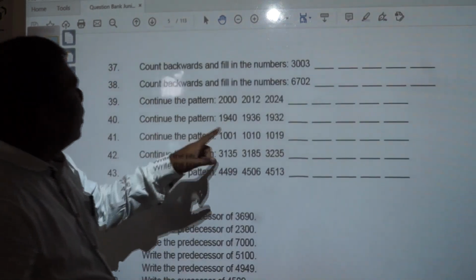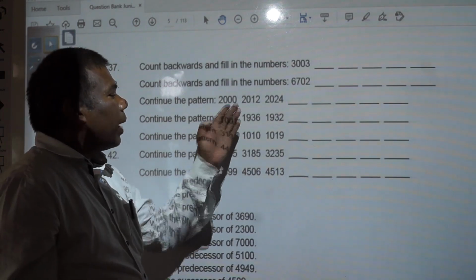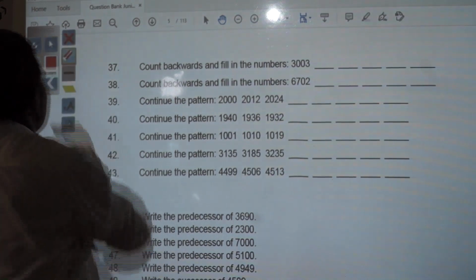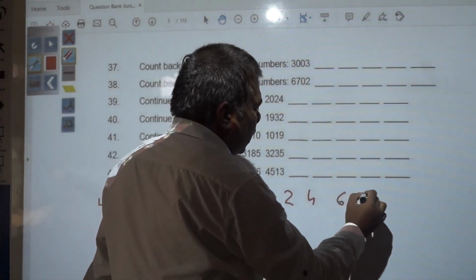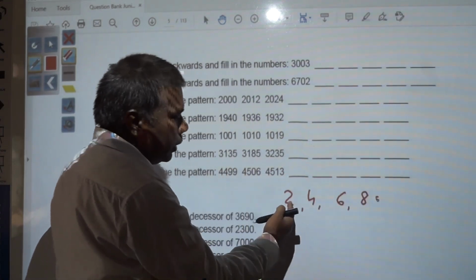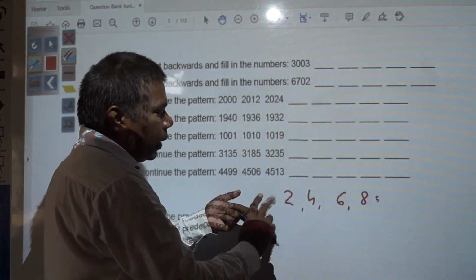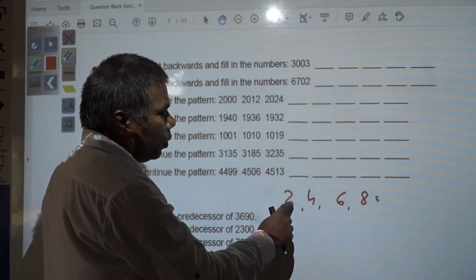Next you have: continue the pattern. So you need to see which patterns they are following. A simple example I am giving you first. Suppose you see 2, 4, 6, 8. So these numbers are in which pattern? Just 2 number is increasing, skipping 1. We are moving. So here you see 2.